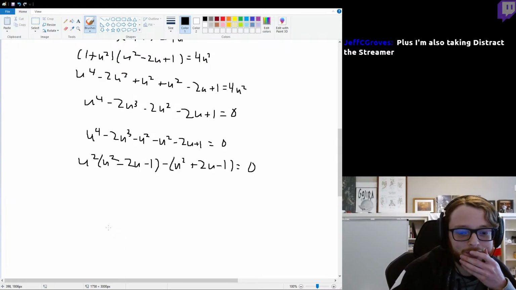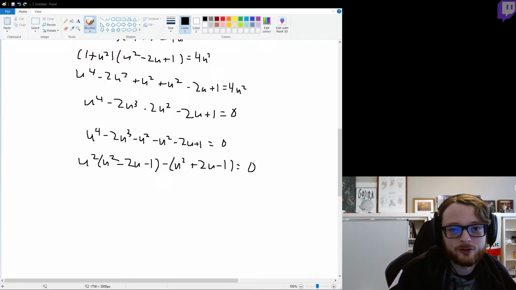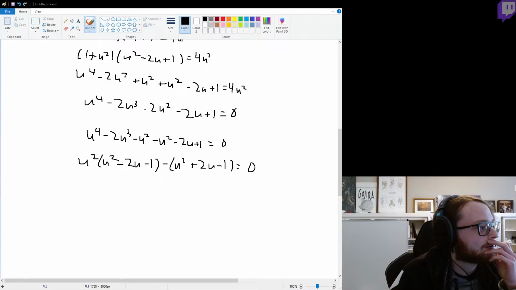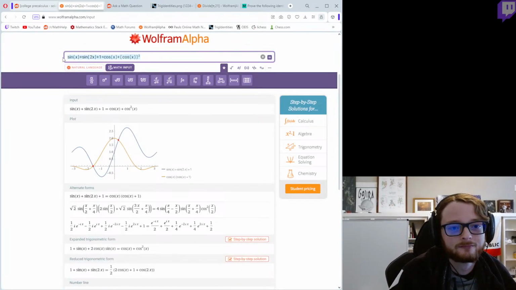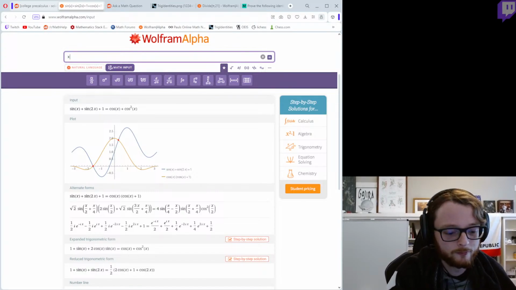Oh, you can't group it? Come on. I just did something wrong and this still groups, right? Maybe it just doesn't group. Let's plug it into Wolfram and see if this actually worked. So what's our quartic? Let's do u to the 4th minus 2u cubed.